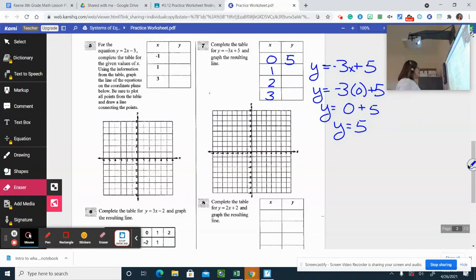So the same thing on number 8. You can pick complicated numbers, or you can just pick really simple, small numbers. So you can pick 0, 1, 2, and 3 if you want again.